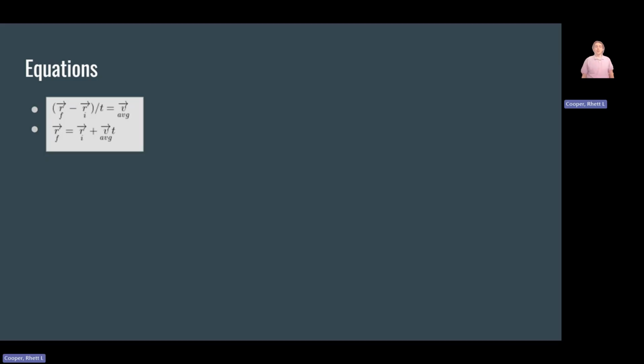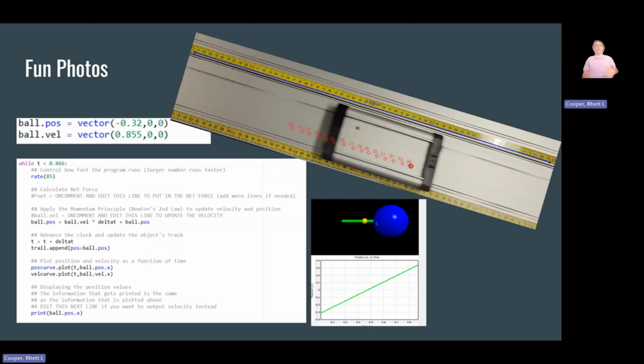That was great. Fun photos. We got the photos of the little car on the little track with the little ruler. And then we got some code, which is me setting the ball's initial position to the initial position according to the tracking software to make sure everything lined up properly. And then we got the code, and also the velocity that we found using the average formula.